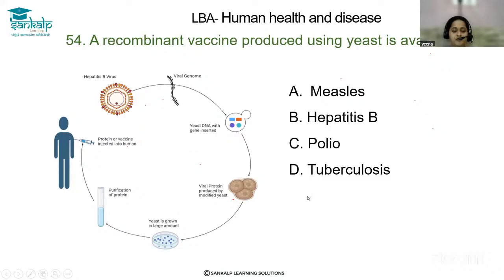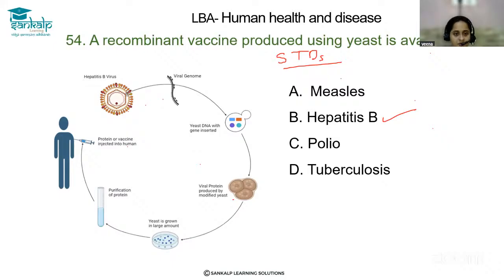Let's solve question 54. A recombinant vaccine produced using yeast is available for. So dear students, in the image you can observe there is a disease which is a sexually transmitted disease, STDs. Here, if you observe, that is called hepatitis B.